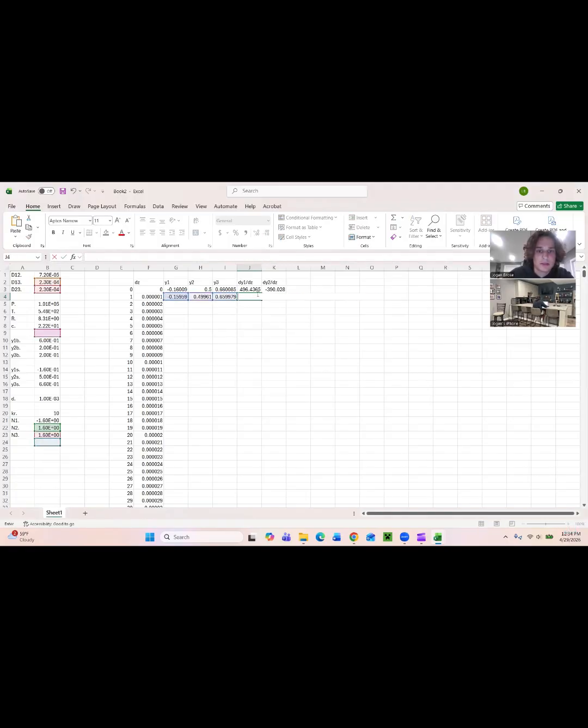Escape. That's actually incorrect. Did that change? I don't know why that's doing that. So what we're going to do is we're going to retype this, right? Our B22.